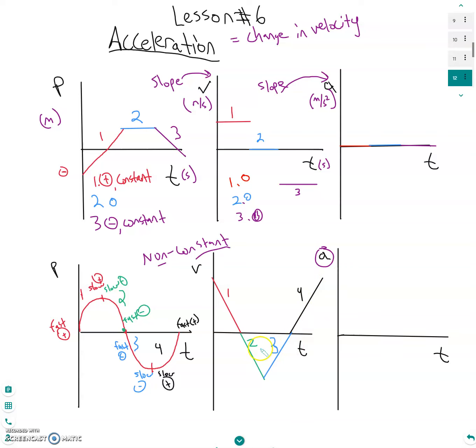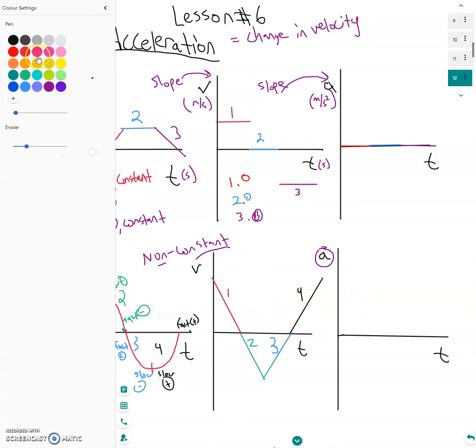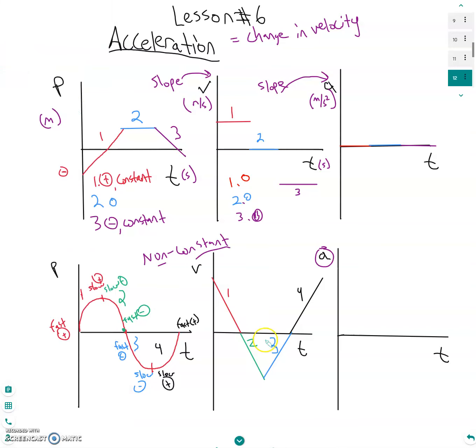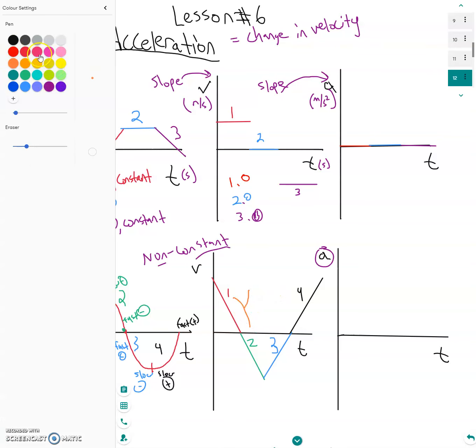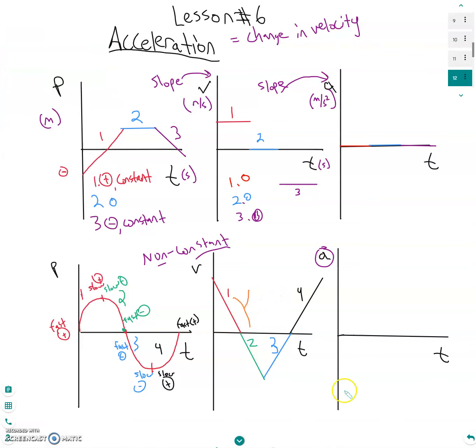Now, let's talk about the slope of these lines, shall we? Do we need to put all 4 of these things together? Do we need to have 4 different descriptions? No, we don't. We can describe 1 and 2 together, and we can describe 3 and 4 together. I'm going to do that for you, okay? So we're going to change colors. We are going to use orange for 1 and 2, and then we are going to use, I don't know, pink or something for 3 and 4.